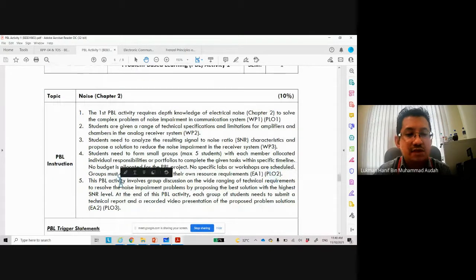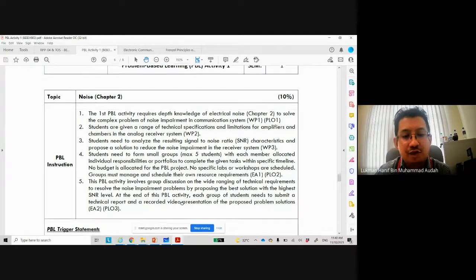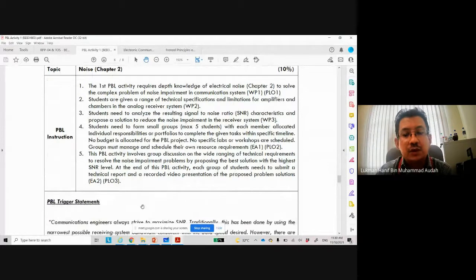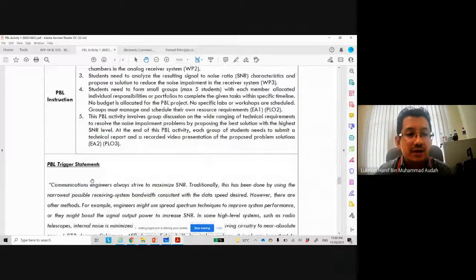This PBL activity involves group discussion on the wide-ranging technical requirements to solve the noise impairment problems by proposing the best solution with the highest SNR level. At the end of this PBL activity, each group of students needs to submit a technical report and a recorded video presentation of the proposed problem solutions. Okay, engineering activity attributes number 2, PLO 3. Okay, nanti saya terangkan.